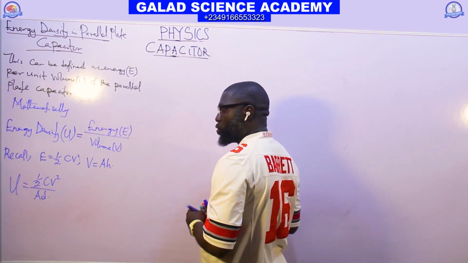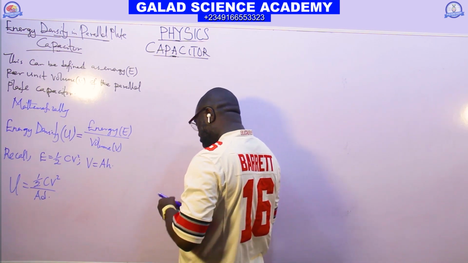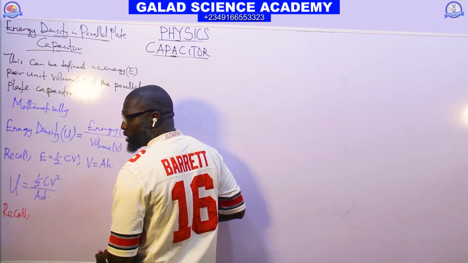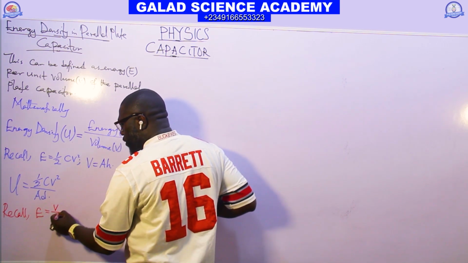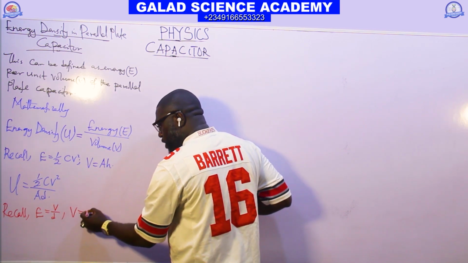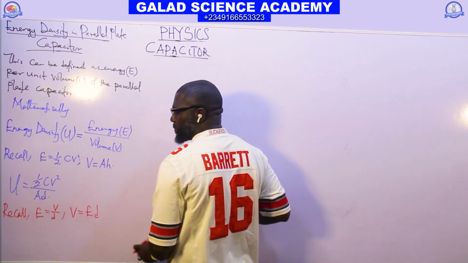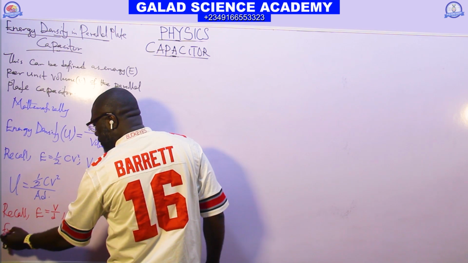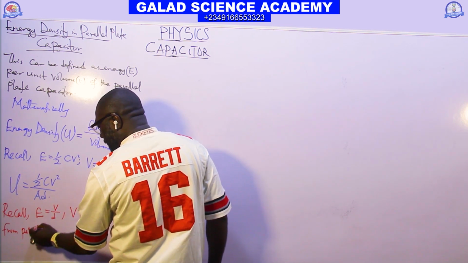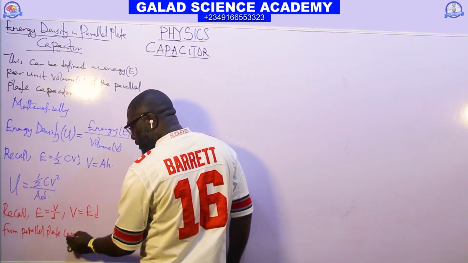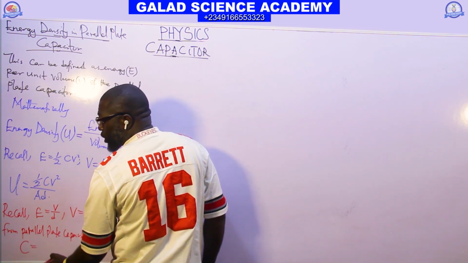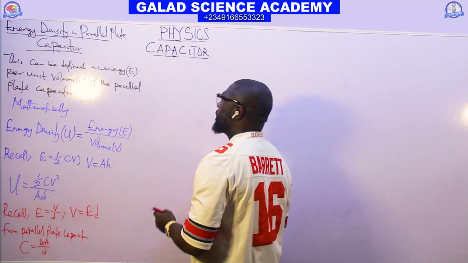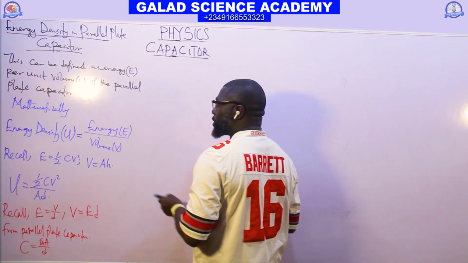Let me put it in that way. Recall again that electric field intensity E is equal to V over D. From this expression, we can have V equal to E D. And again, from the parallel plate capacitor, we have C equal to epsilon naught A over D. Let's substitute for this V and C in this formula.